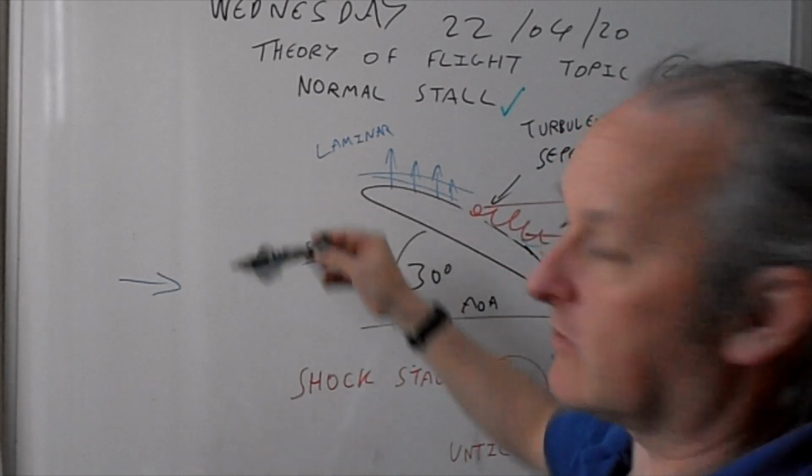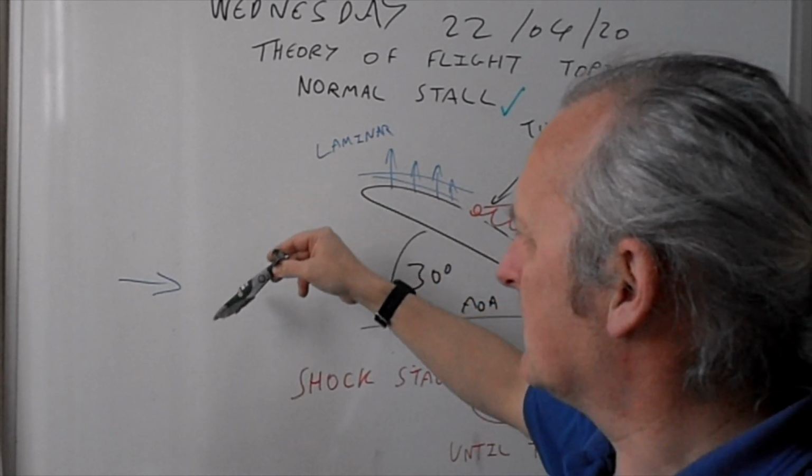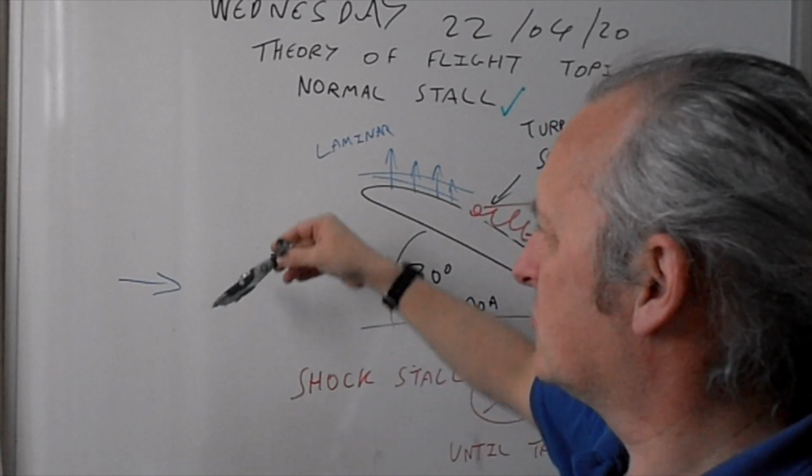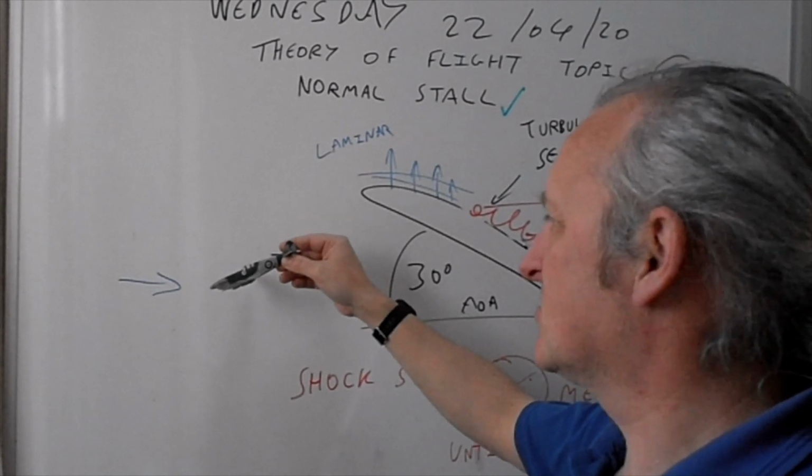Okay, now this is some pilot stuff, right? An inexperienced pilot will try and pull back on the stick, right, and try and get the nose level again. Until you've got that airspeed, right, the aircraft's going to stay turbulent.